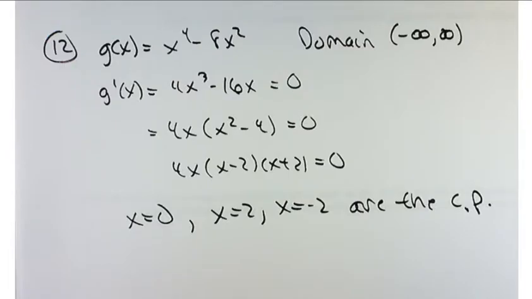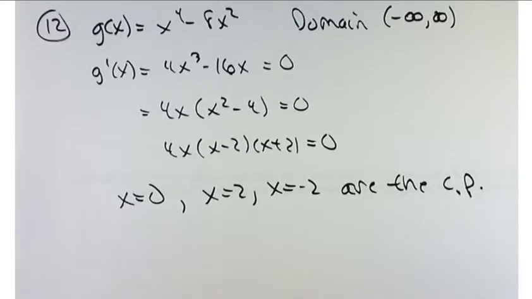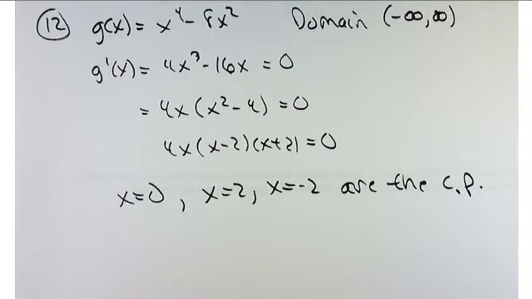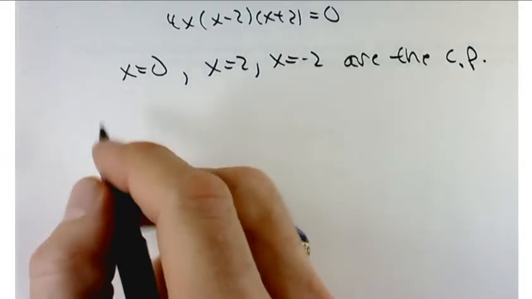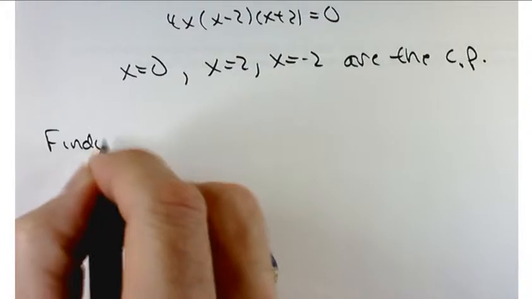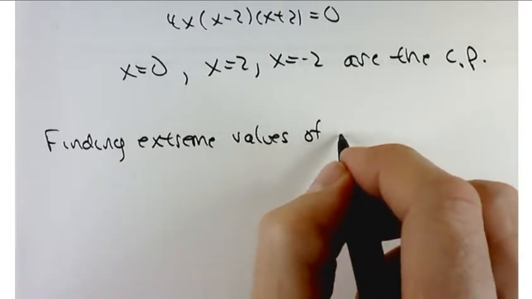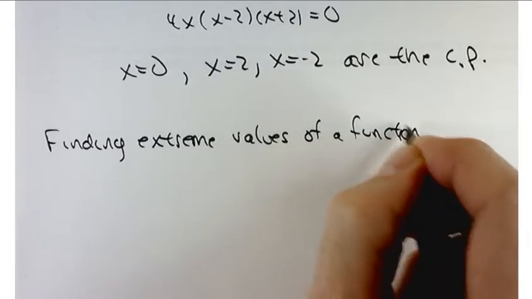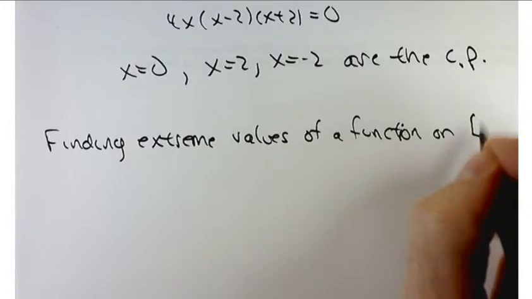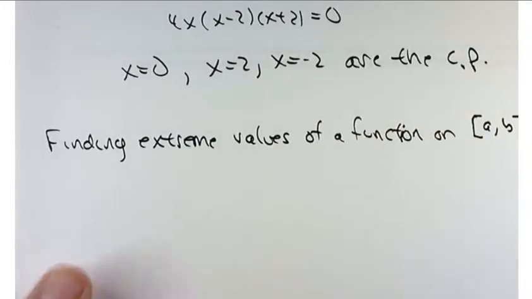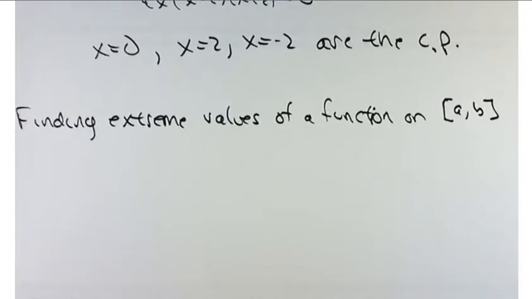Now, let's add a little dimension to this. We're going to start trying to find the maximum or minimum of these functions on a closed interval, on an interval from A to B, whatever those points might be. So how are we going to do that? There's going to be a few steps here. So let me give those steps to you. Finding extreme values of a function on A to B. So that's A to B is your closed interval. All right, you're finding it on some small subset of the real number line.